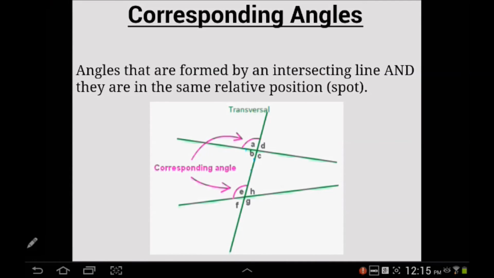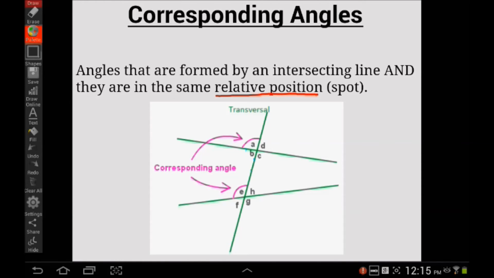Next up, corresponding angles are angles that are formed by an intersecting line or lines, and they are in the same relative position. That's kind of the big part that I want you all to make a note of here. They're in the same spot, basically. So angle A, for instance, is in the same relative position as angle E down here. Angle C is in the same relative position as angle G down here. So you'd call those corresponding. They're kind of in the same spot.